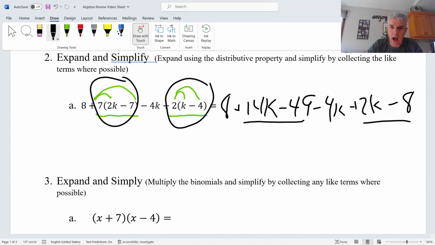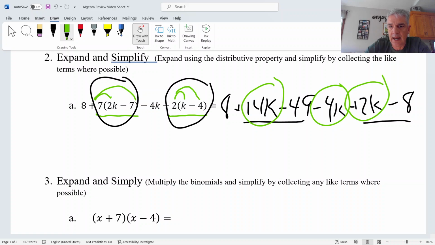Now, what I can do is look to collect like terms. So k is my term with letters, so I look for all the terms with k. So I got 14k, minus 4k, and plus 2k. And what I'm going to do is bring all of those together. If I go 14, take away 4, so 14 k's minus 4 k's would leave me with 10 k's. And then I'd add 2 more k's and I'd end up with 12k. And so there's my answer, 12k, okay?